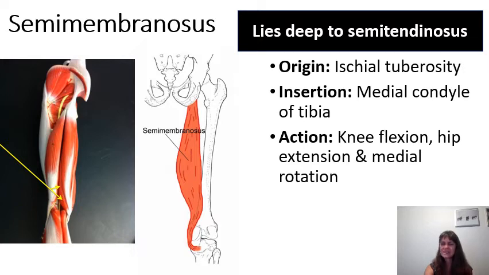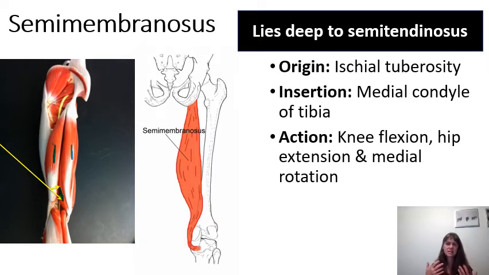Semimembranosus, we know, is deep to semitendinosus. If we look at this model, we have biceps femoris laterally, semitendinosus on top, and peeking down below on either side of semitendinosus, we have semimembranosus deep to semitendinosus.